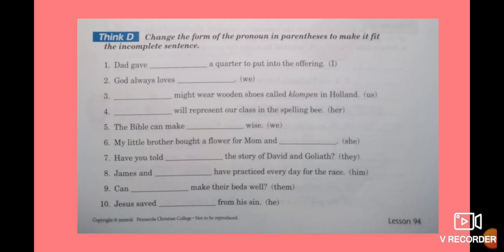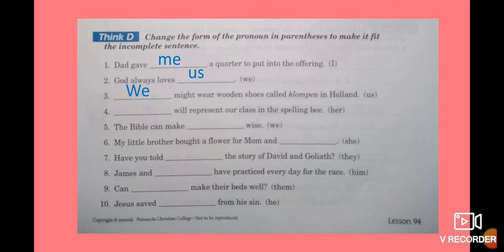Number 1, Dad gave. Okay, we have the pronoun I. That means we need an objective pronoun. Dad gave me. Why? Because gave is an action verb, so we need an objective pronoun, me. Number 2, God always loves us. Okay, this one is an objective pronoun. Number 3, in that case we use we, we might wear wooden shoes called klompen in Holland, because we is the subject in the sentence, so we need to use a subjective pronoun.